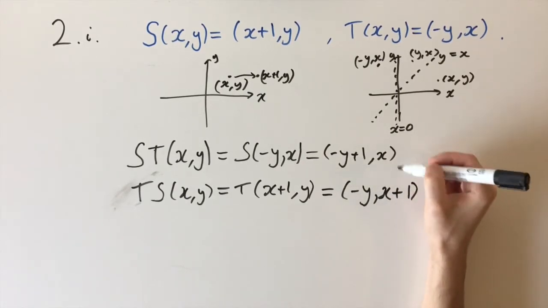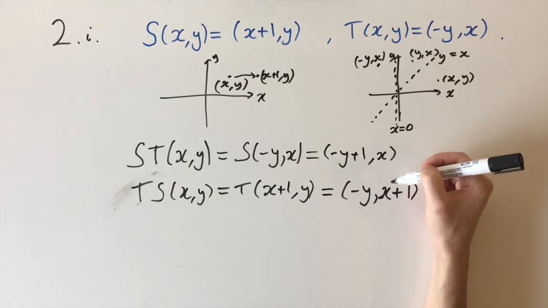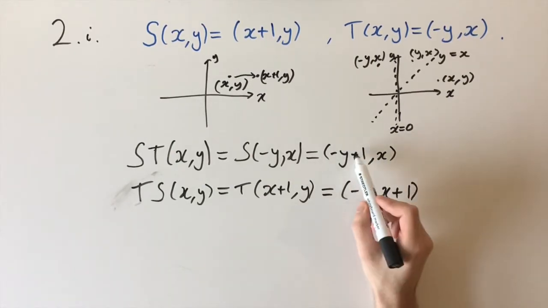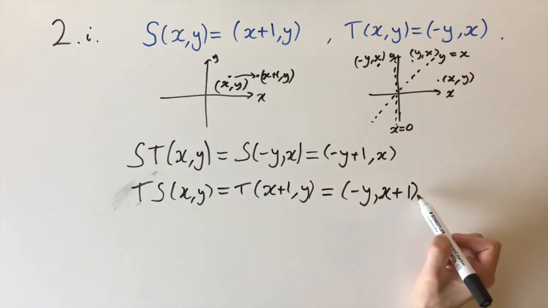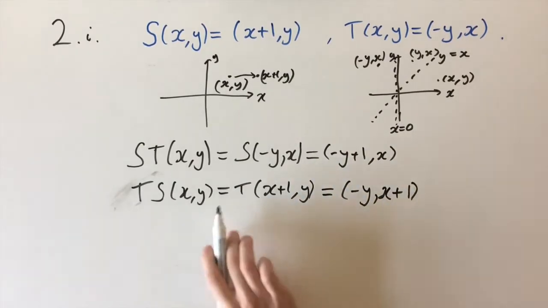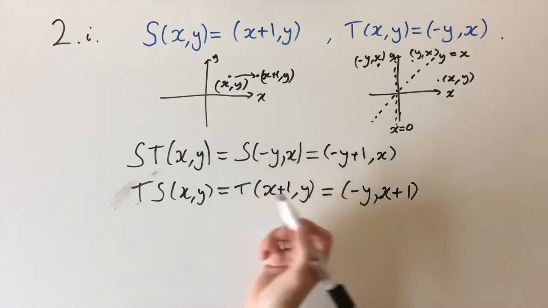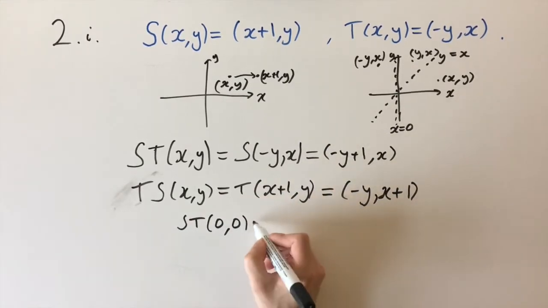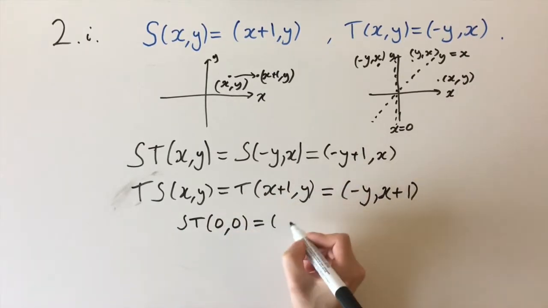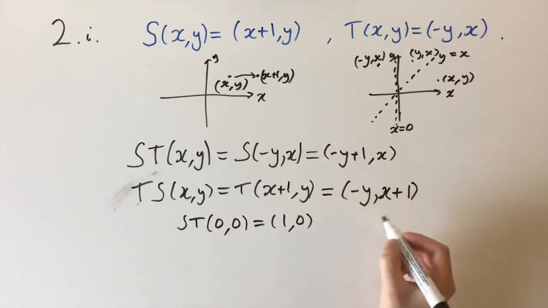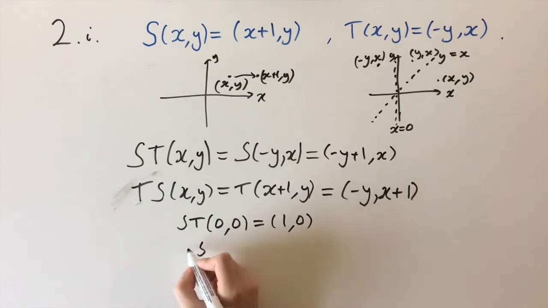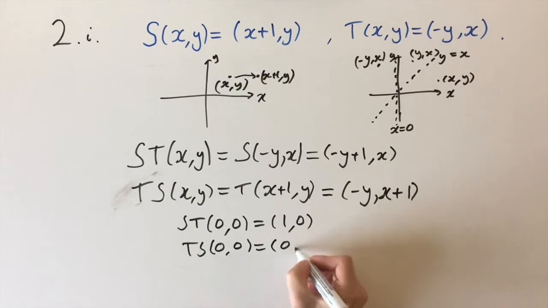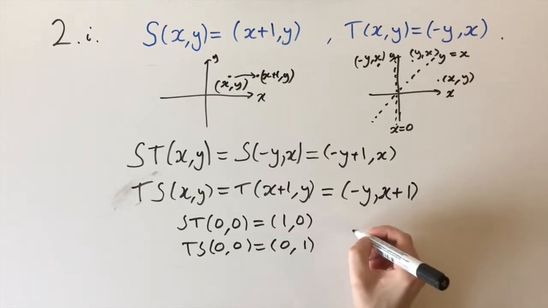And we can see that these 2 aren't going to be equal for all x, y, just because, for example, we've got a plus 1 in the x coordinate for the first transformation and then a plus 1 in the second slot. So we can show this explicitly, for example, for the coordinate (0, 0). st of (0, 0) is going to be (1, 0), whereas ts of (0, 0) is going to be (0, 1). And these don't equal.